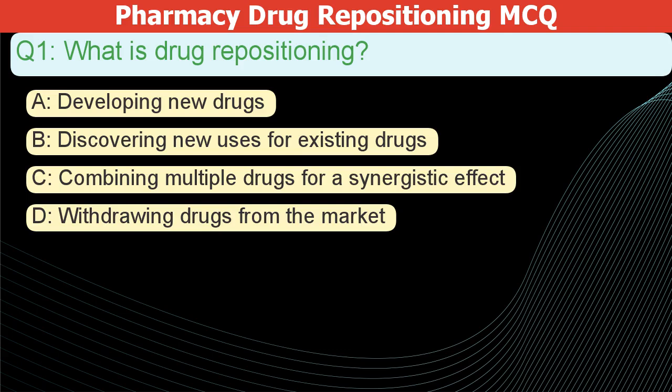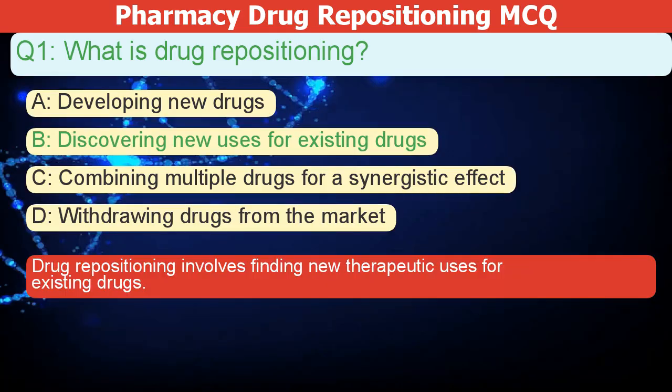What is drug repositioning? A. Developing new drugs. B. Discovering new uses for existing drugs. C. Combining multiple drugs for a synergistic effect. D. Withdrawing drugs from the market. The correct answer is B. Drug repositioning involves finding new therapeutic uses for existing drugs.